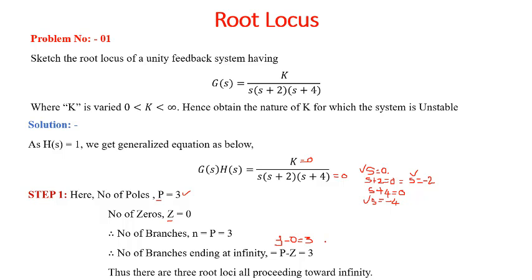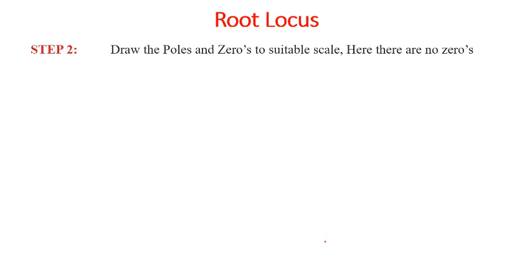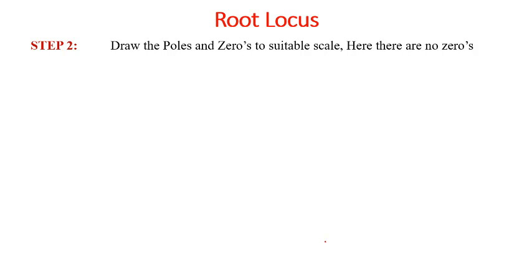Next, step 2. We have to draw the poles and zeros to a suitable scale. Here there are no zeros, so we'll draw the poles. How to draw? First we draw a vertical line, with plus j and minus j, and then we draw a horizontal line passing through the center. Then here we write plus sigma and minus sigma.